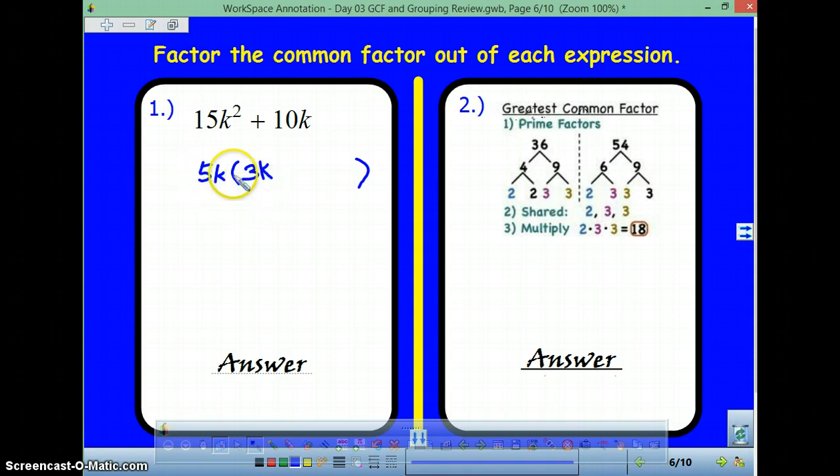If I multiply 5 times 3, it's 15. K times k, it's k squared. Put my plus sign. What do I need to multiply 5k by in order to get 10k? Just 2.